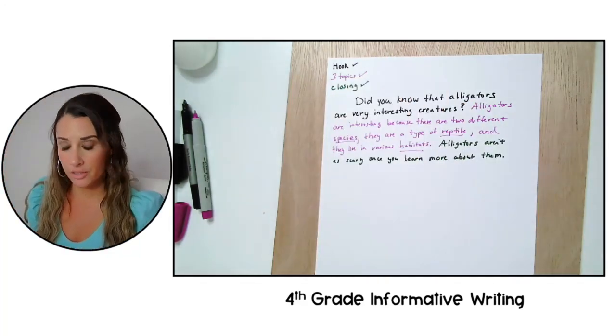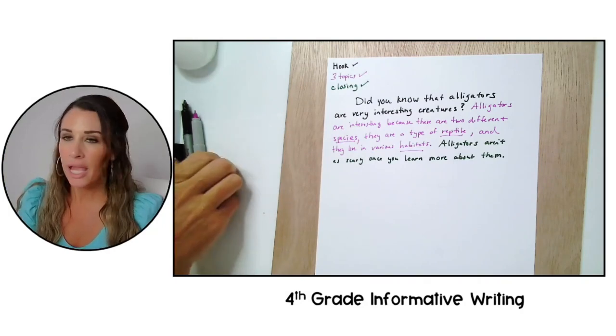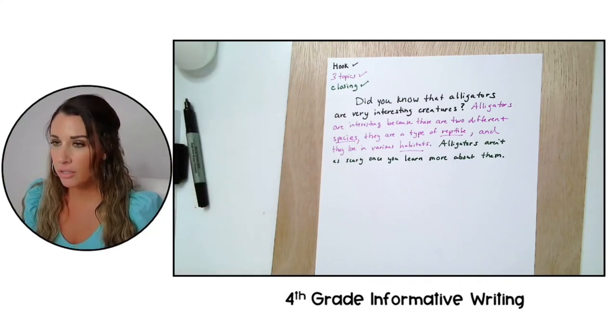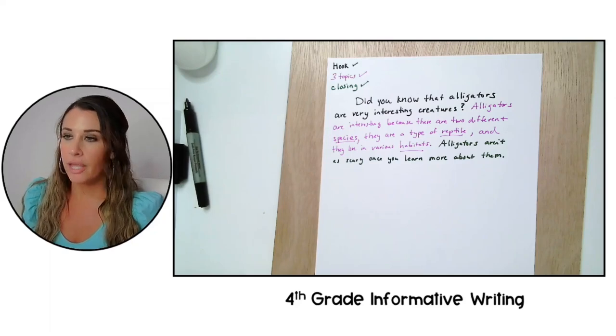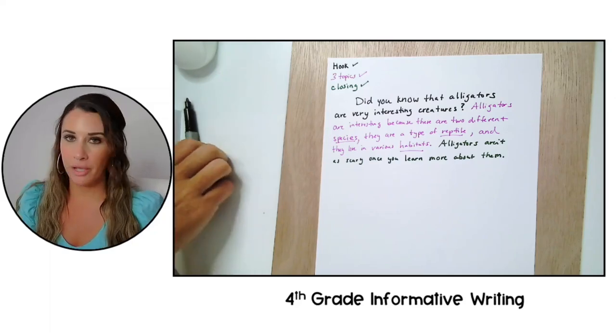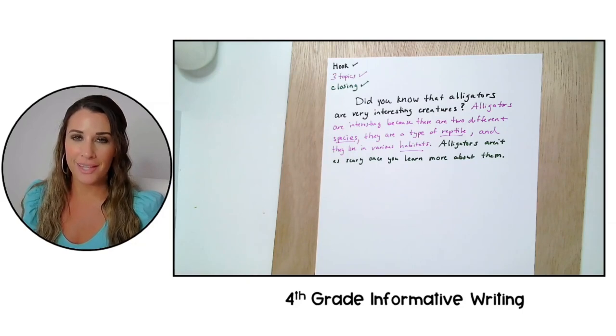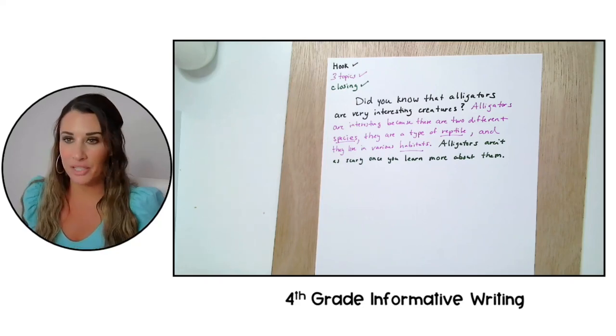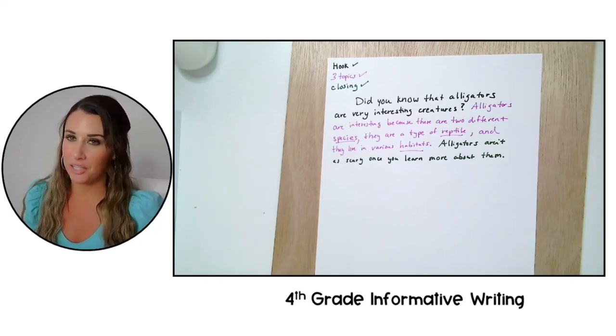So if you're looking at the screen, you can see three different colors. In black, you will see my hook, which I used a question. In pink, you will see my three topics. And in green, you'll see my closing sentence. Okay, and I'm done. That's my introduction paragraph for the alligator passages.